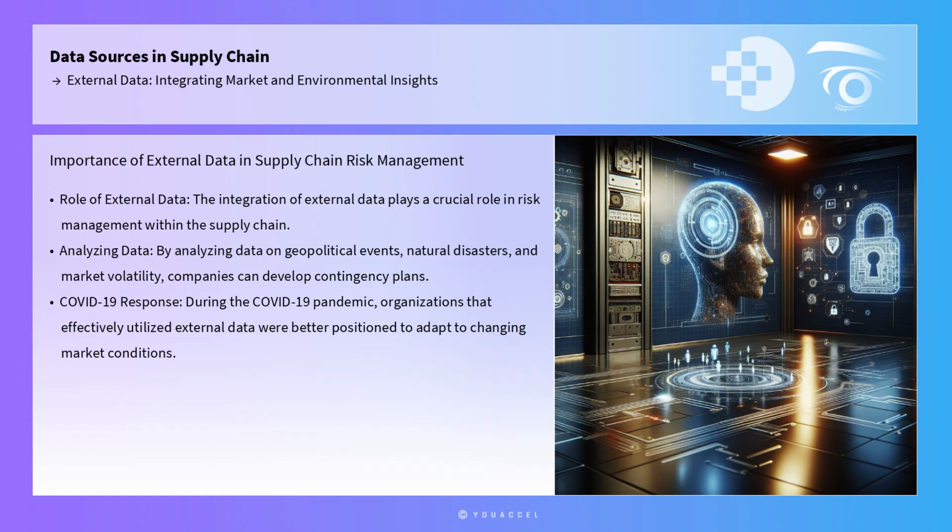The integration of external data also plays a crucial role in risk management within the supply chain. By analyzing data on geopolitical events, natural disasters, and market volatility, companies can develop contingency plans to mitigate potential disruptions. For example, during the COVID-19 pandemic, organizations that effectively utilized external data were better positioned to adapt to changing market conditions and supply chain disruptions.